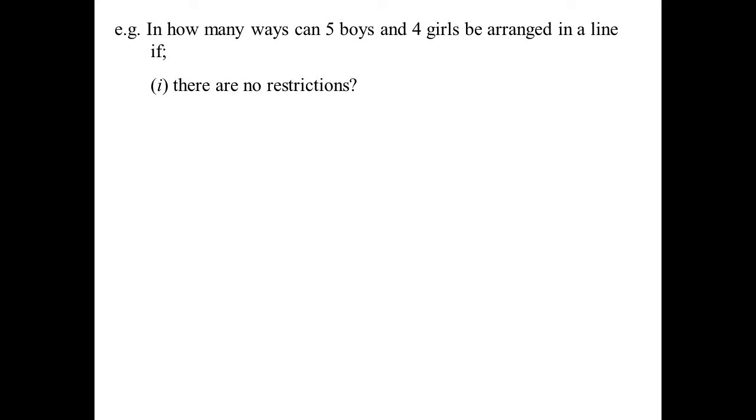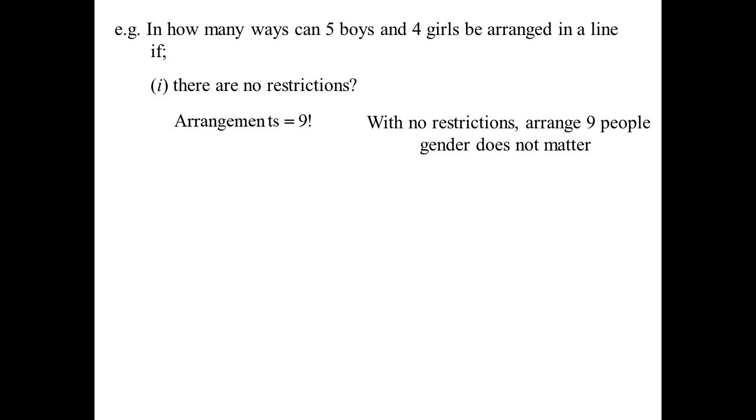Let's now put some numbers into that. 5 boys, 4 girls. We're going to arrange them in a line. If there are no restrictions to how they line up, how many ways could we do it? Well, 5 boys, 4 girls, that's irrelevant. It's just 9 people. So 9 factorial. That's 362,880. What happens if we want to make the line look pretty? We're going to go, no. Let's alternate. How many ways of doing it?